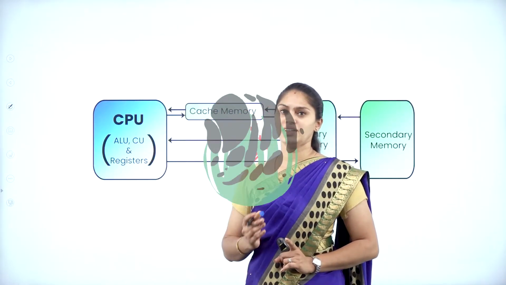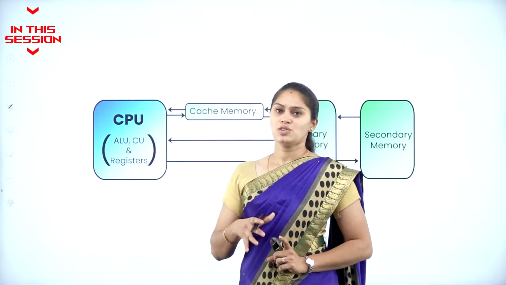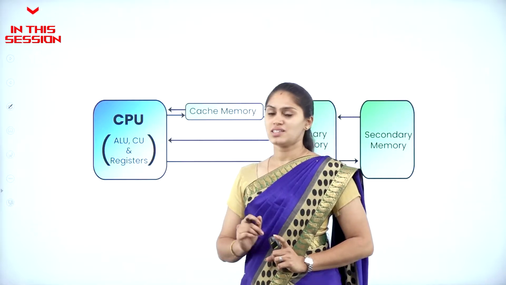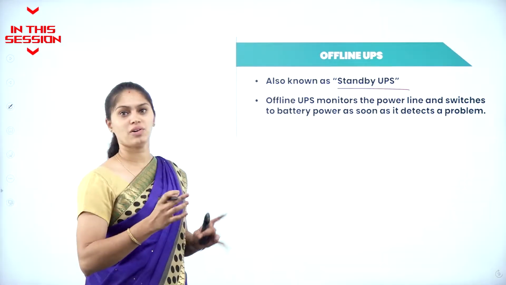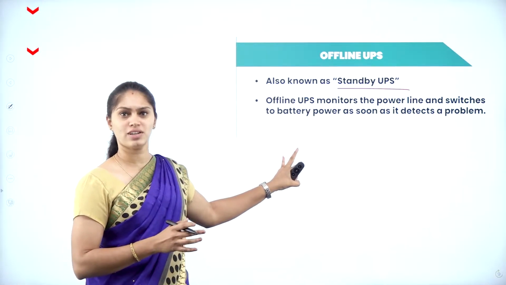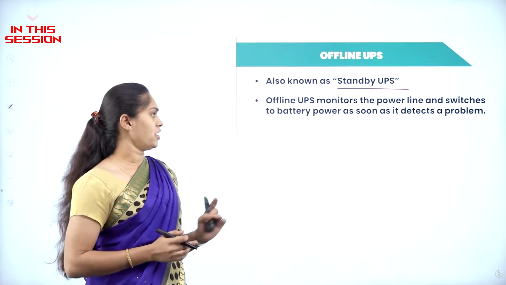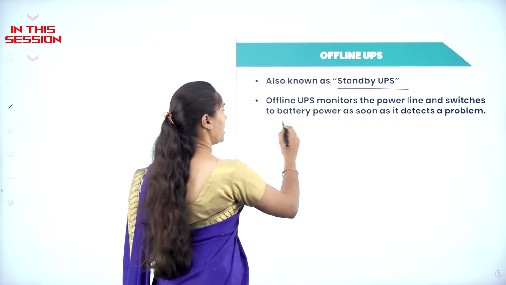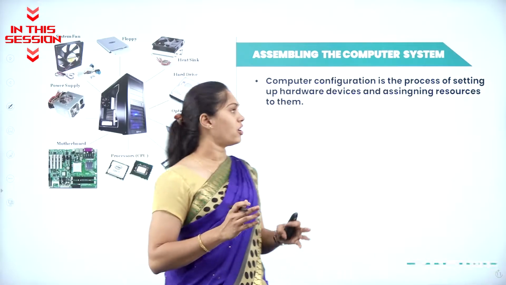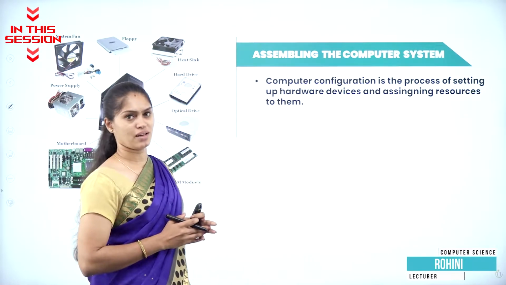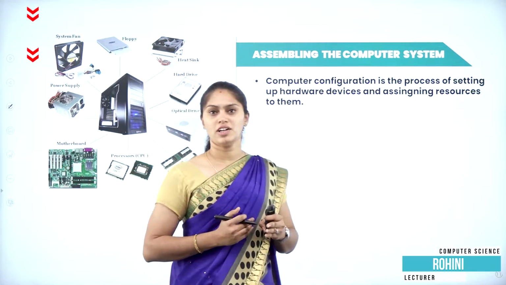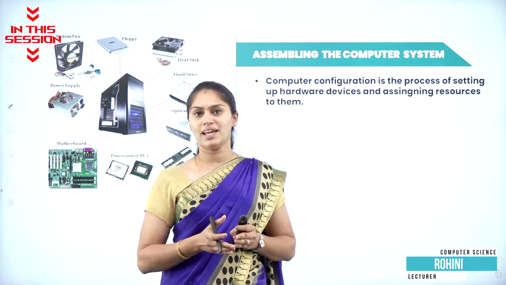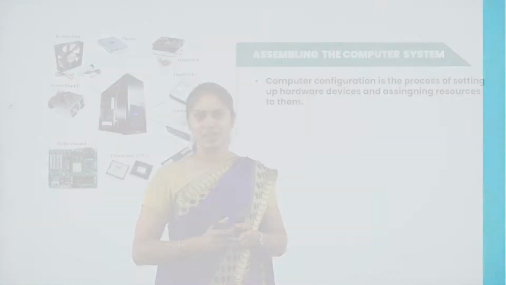Registers are also one of the primary memory which is used to store the intermediate data which is required for processing. So anyway, this UPS works based on the battery. So it is going to switch to the battery power when it detects a problem. So the configuration of a computer system, in order to get the work done properly, then we require assembly.